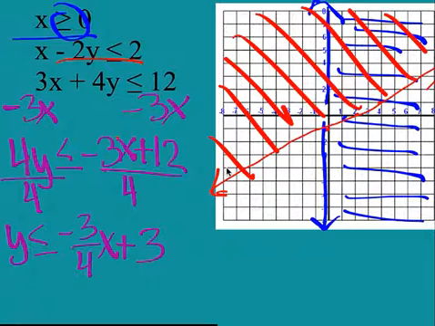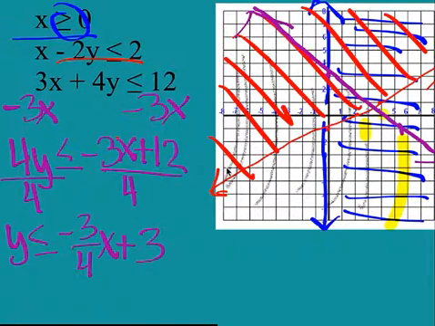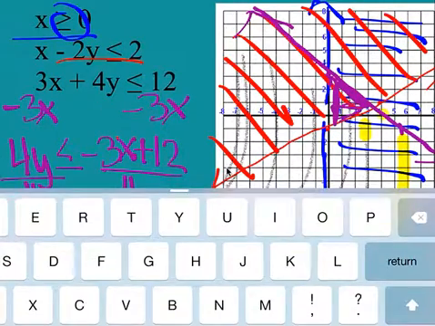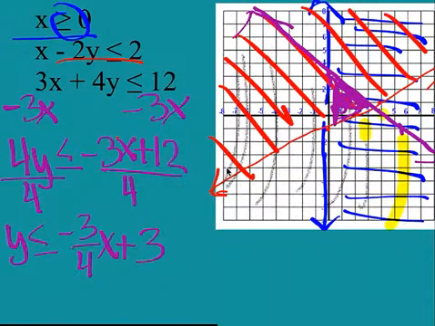So I'm crossing the y-axis at 3, and then my slope is negative 3 over 4. So I'm going down 3 and right 4. That's going to be a solid line between those 2 points, and then I'm going to be shading down. So this actually overlaps just in this little triangle right here. That's where all 3 of those colors are going to overlap. So that's your final answer for number 7.